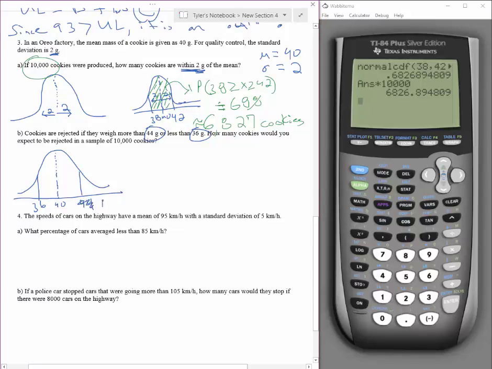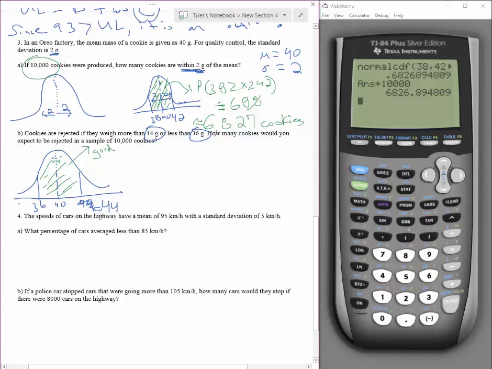All right, I don't know why that's connecting. So that's 44, right? So what we're after is if we find this area, this would be the area of the cookies that are good, that are safe to eat, or in other words, not rejected. They're within the weight that we want.